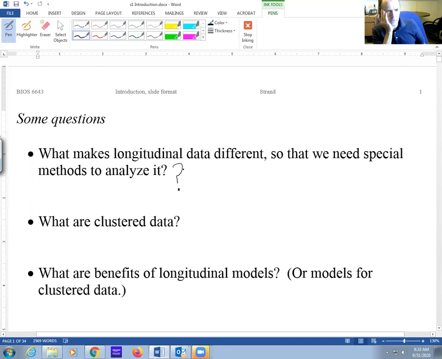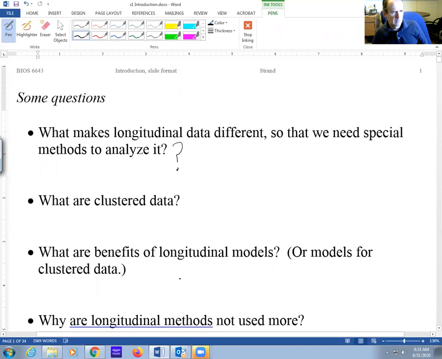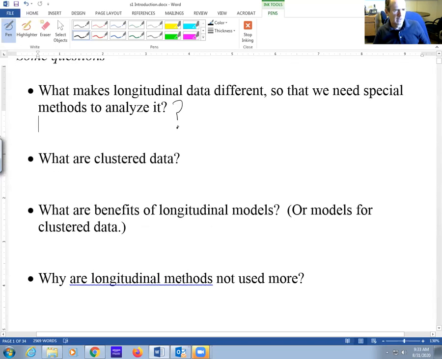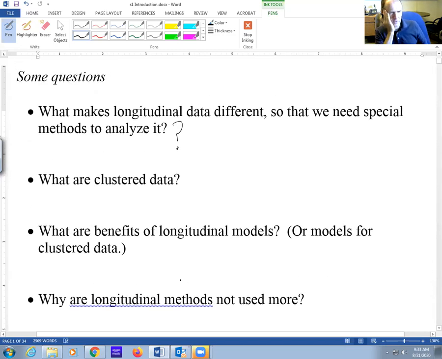What makes longitudinal data different so we need special methods to analyze it? Any thoughts on that? What are clustered data? What are benefits of longitudinal models or models for clustered data? Why are longitudinal methods not used more? So we have kind of 4 open-ended questions here. Any thoughts on any one of these?